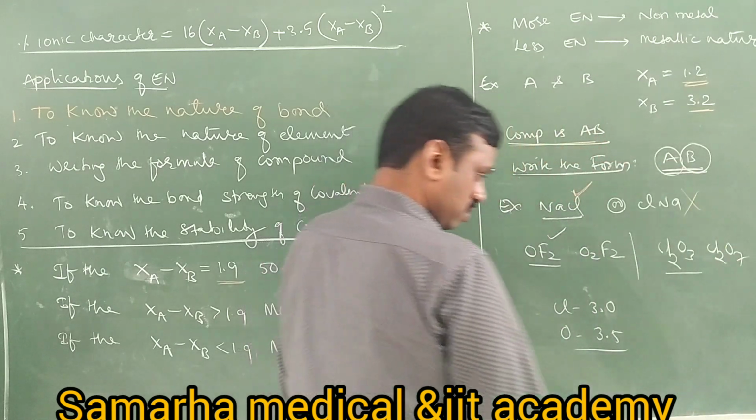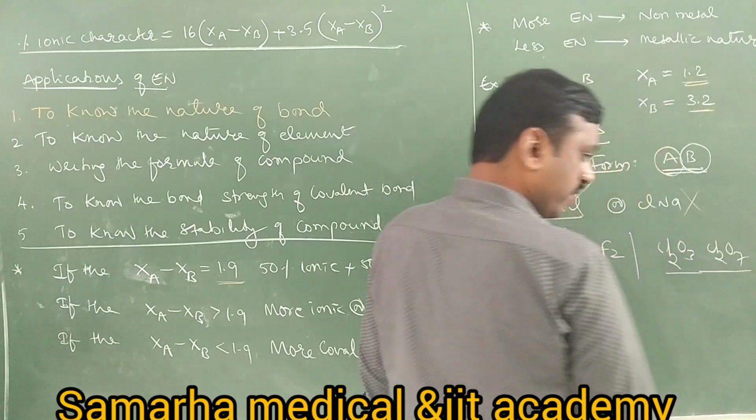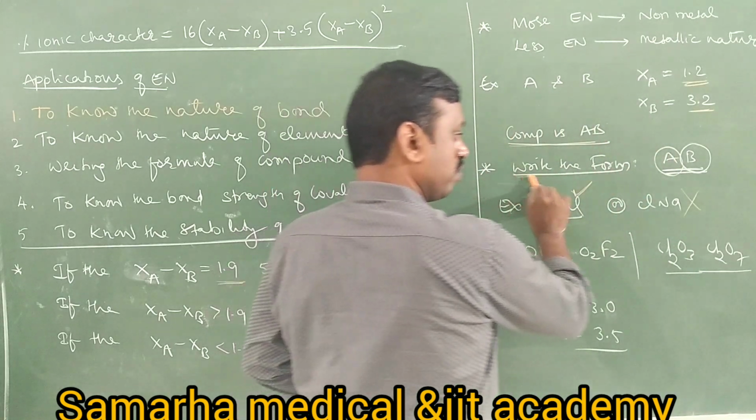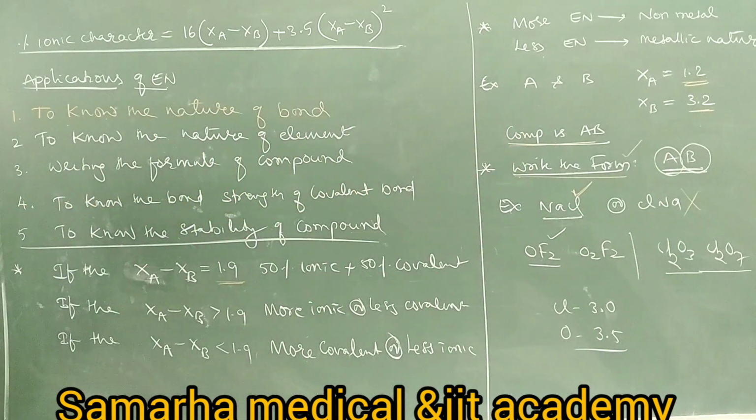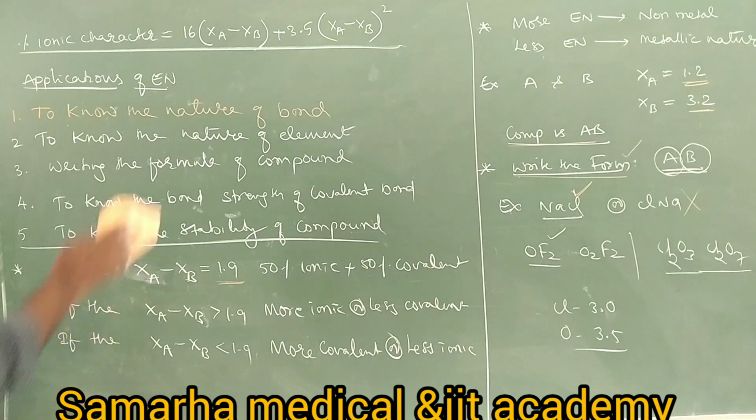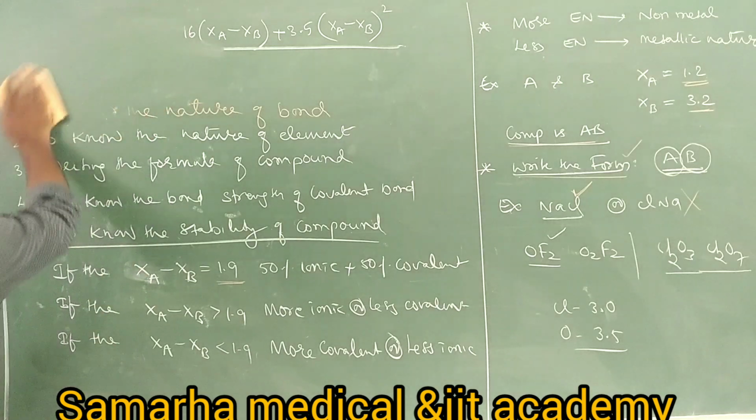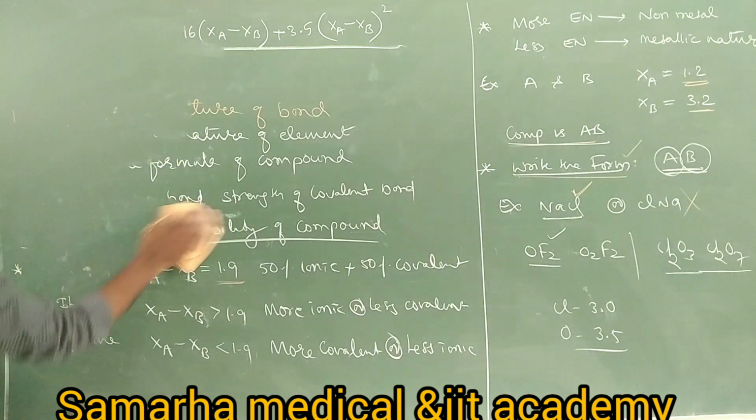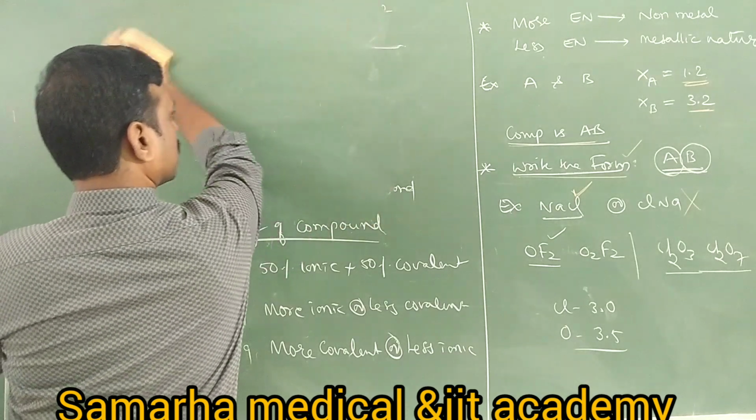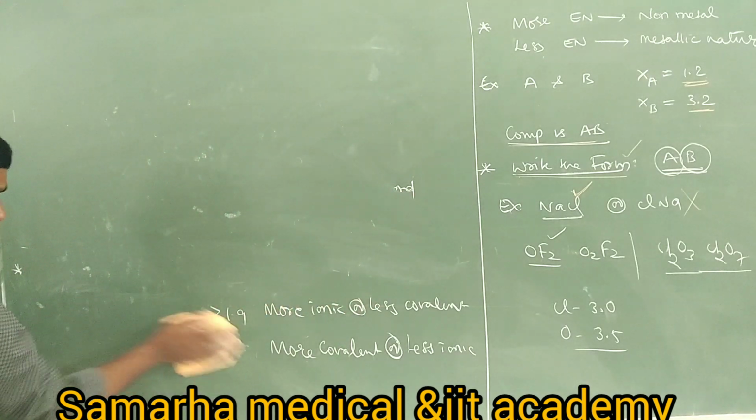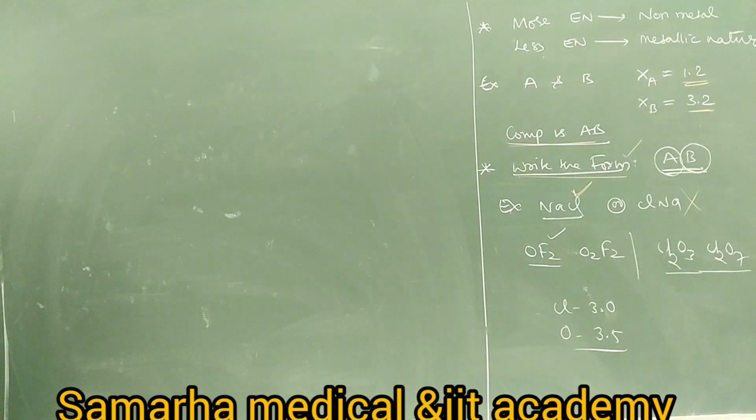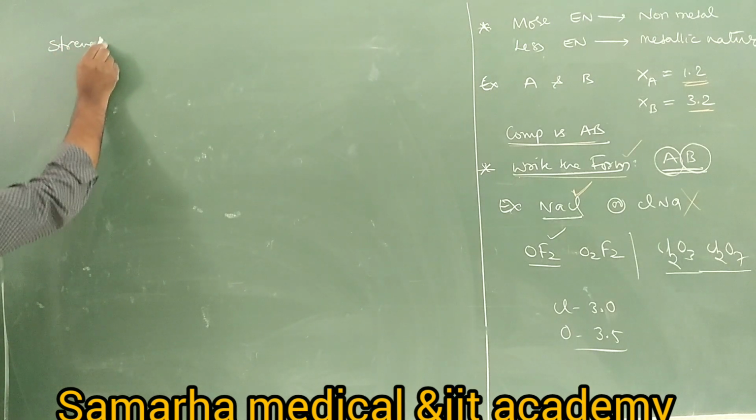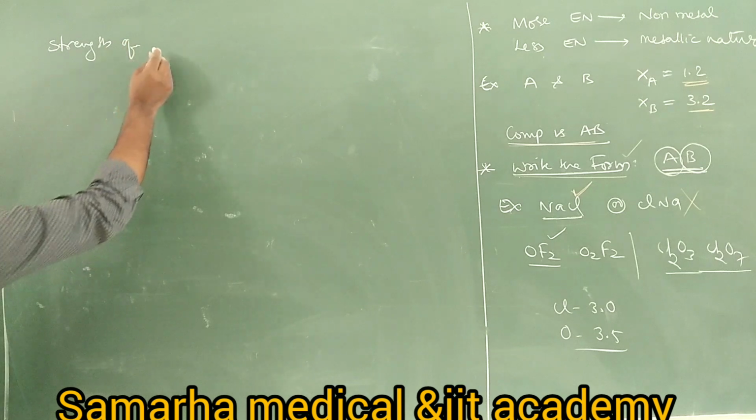So based on electronegativity values, the formula of a compound can be written easily. Next is the fourth application: to know the bond strength of a covalent bond. Based on electronegativity values, we can know the strength of the covalent bond.